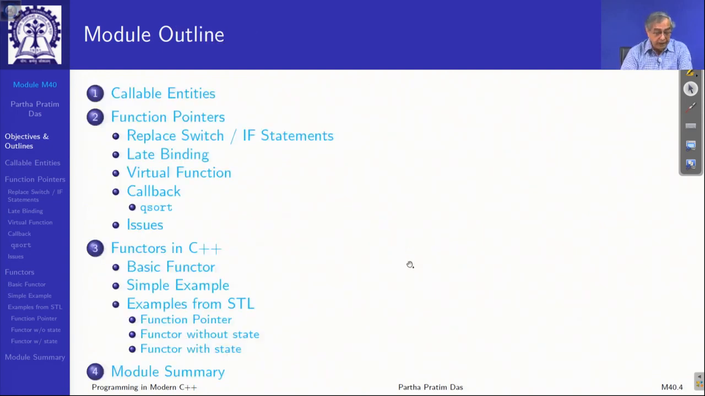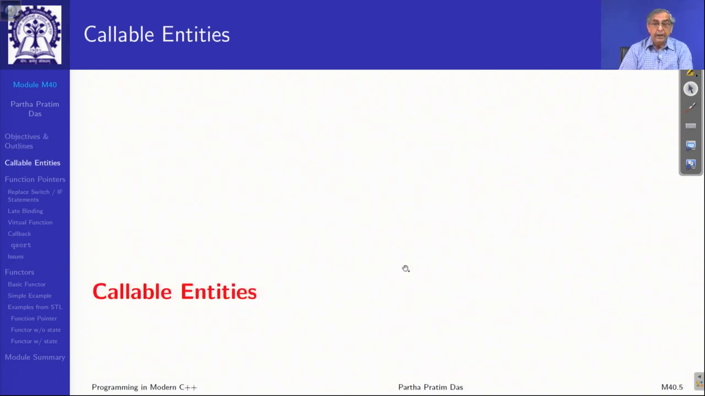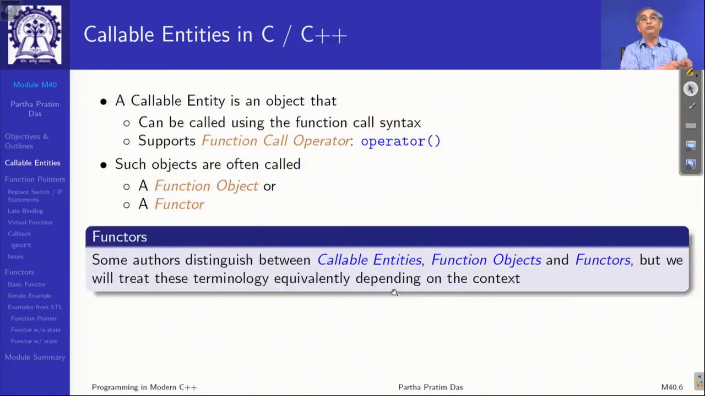This will be the outline which will be available. Now, as we mentioned about function, we will use a little bit of a generic term, callable entities, something that can be called. So, I say a callable entity is an object that can be used in the same syntax as a function call, and it will support the function call operator, the simple parenthesis. That is how we get to know that something is a function, right.